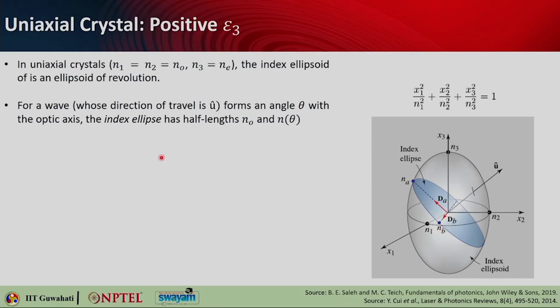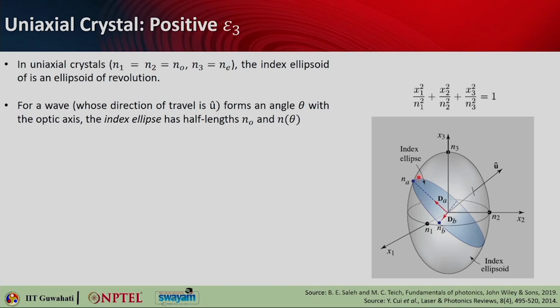Now, if you consider a wave that is traveling along an arbitrary direction u cap, and it forms an angle theta with the optic axis, what will happen in that case? It will have an index ellipse, with half lengths n naught and n theta.